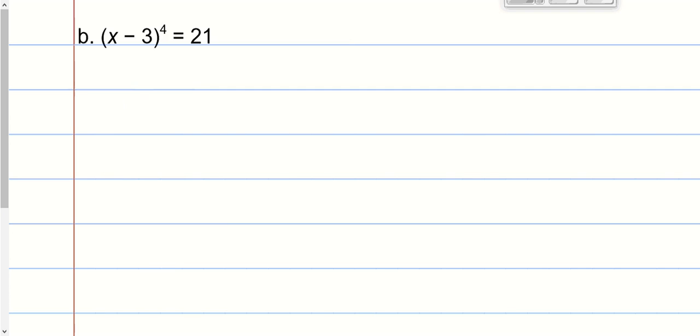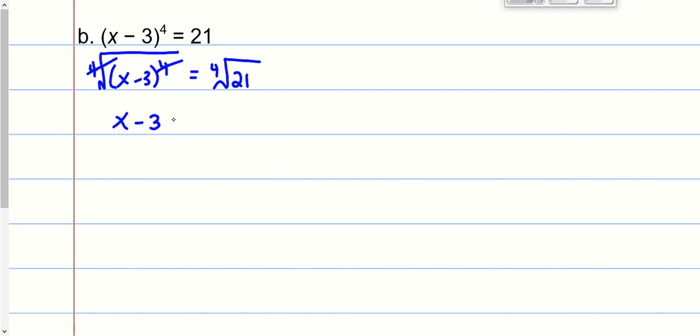Okay, let's do another one. This one is in parentheses, x minus 3 to the fourth power equals 21. Well, the fourth power is on the outside of the parentheses, so I have to take care of it first. So I have a fourth root of x minus 3 to the fourth power. And then on the right side, I have the fourth root of 21. So on the left side, the fourth power and the fourth root cancel each other out, leave me with x minus 3. Now, if I take the fourth root of 21, I'm going to get a decimal.